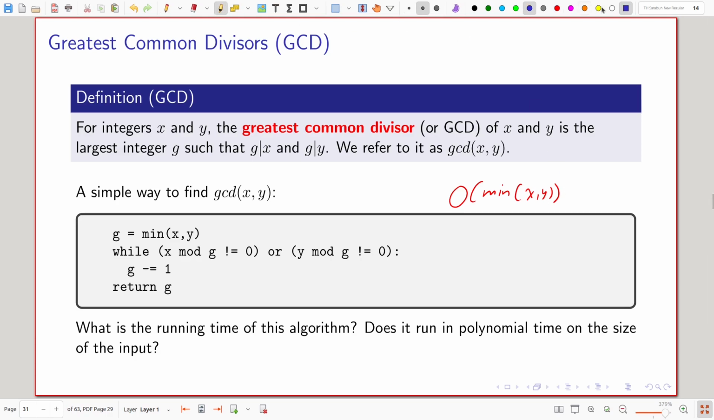Okay. Do you know this notation or thing? Oh my god. Okay.